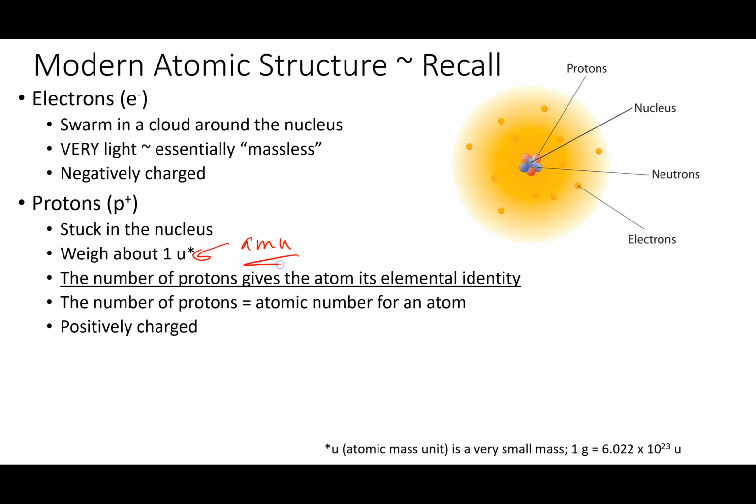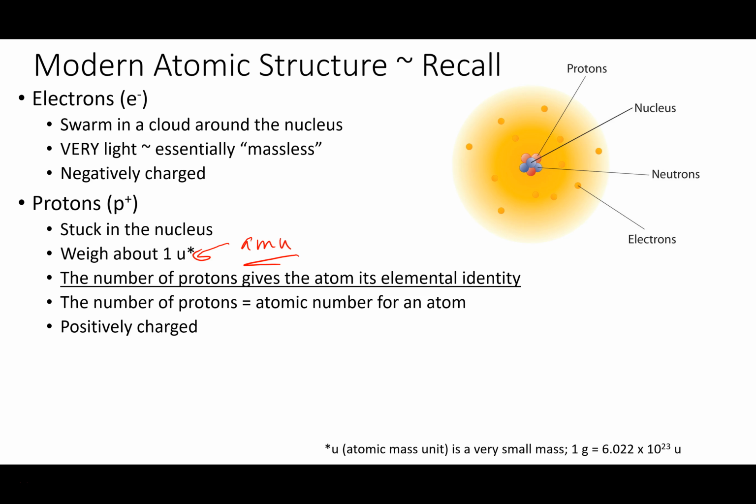Now, the reason they had to come up with a new mass unit was you can't weigh atoms in grams or kilograms or pounds or ounces. You need something much lighter. So if you were to take a gram of mass, it's actually equal to 6.022 times 10 to the 23rd AMUs. So that's amazing.